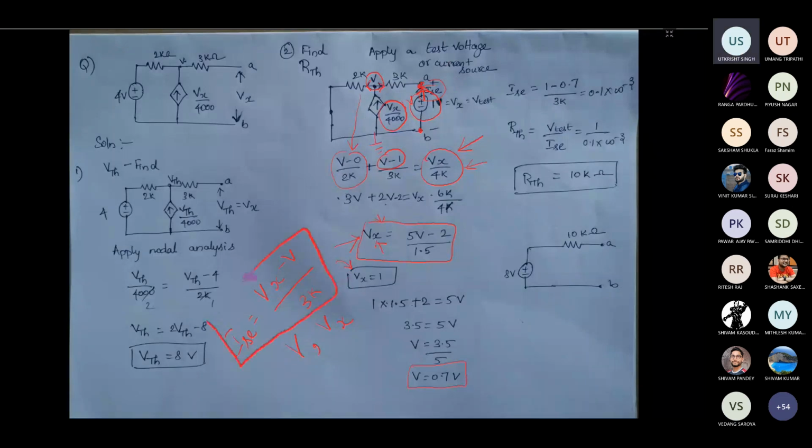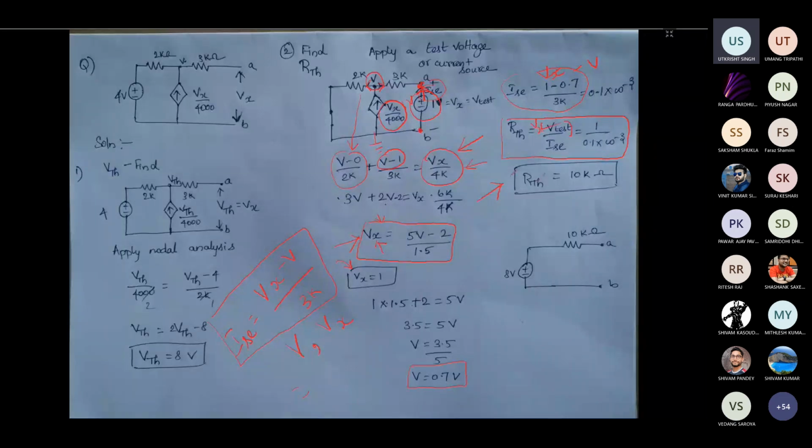ISC is equal to Vx minus V divided by 3K. If you calculate it like this, 1 minus V, that is Vx minus V divided by 3K, is equal to 0.1 times 10 to the power of minus 3. Okay, so the RThevenin can be obtained using V test divided by ISC. This is nothing but Vx, or V test. So that is given by 1 divided by 0.1 times 10 to the power of minus 3. So the RThevenin can be obtained like this.